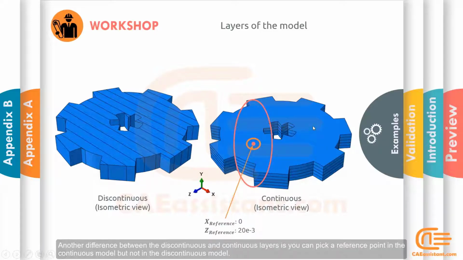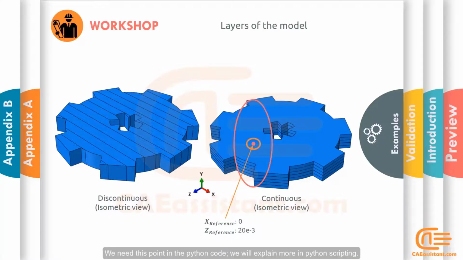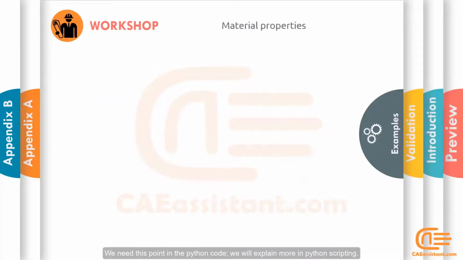Another difference between the discontinuous and continuous layers is you can pick a reference point in the continuous model but not in the discontinuous model. We need this point in the Python code. We will explain more in Python scripting.